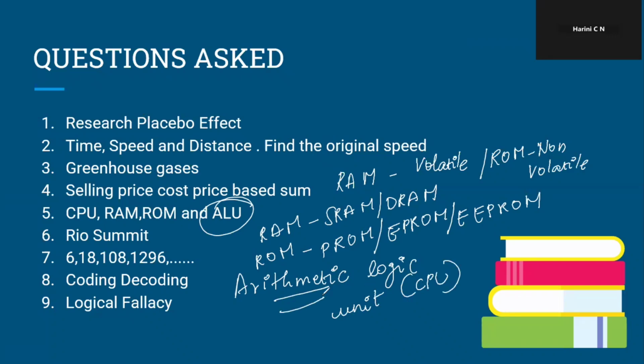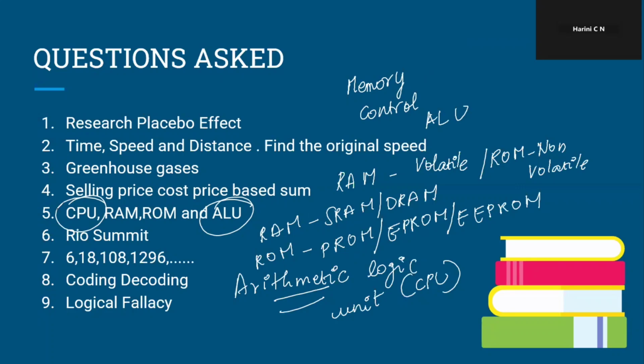It does arithmetic and logical calculations, and CPU, central processing unit, has three units, that is the memory unit, control unit, and the ALU. These are the very basic details. Questions have been asked around this particular topic in ICT.